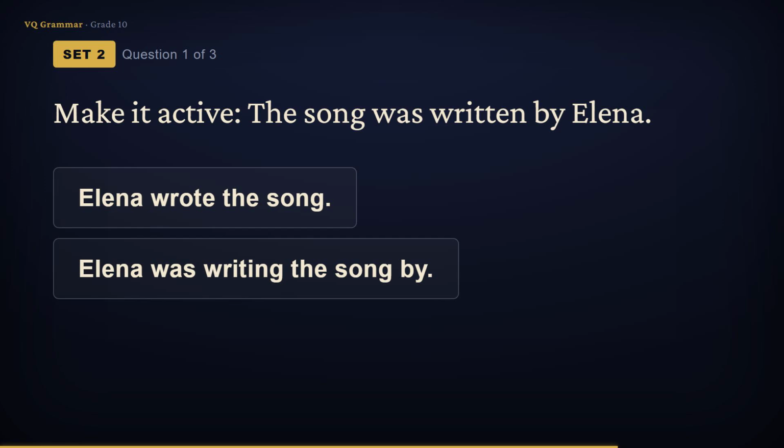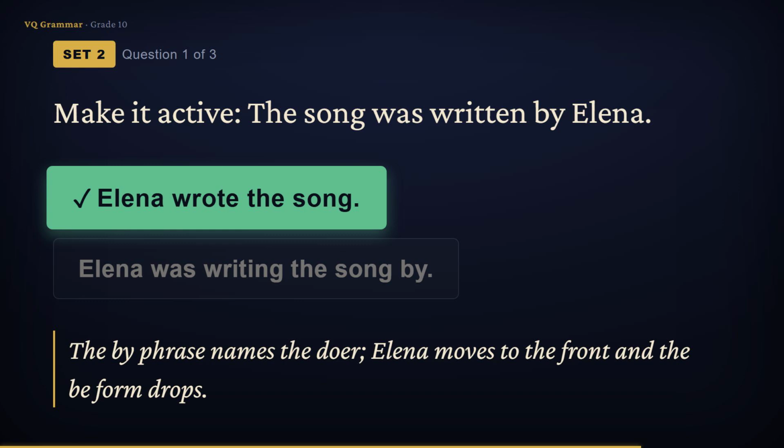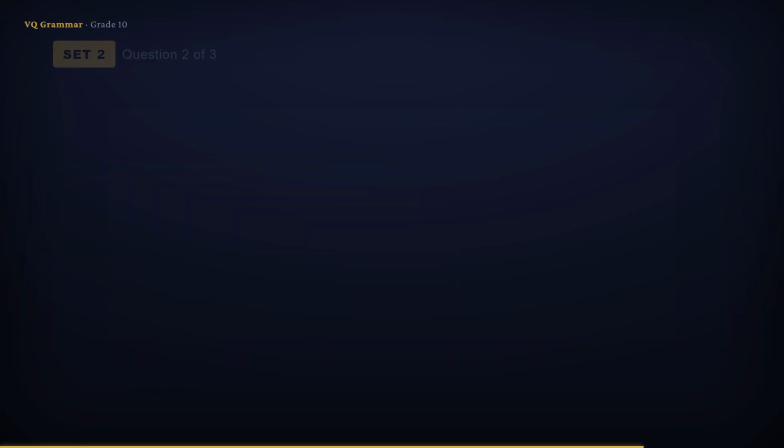Make this one active. The song was written by Elena. Find the by phrase, by Elena. Elena is the doer, so she moves to the front and becomes the subject. Drop the word was, and let the song fall back into the object slot. The answer is, Elena wrote the song.